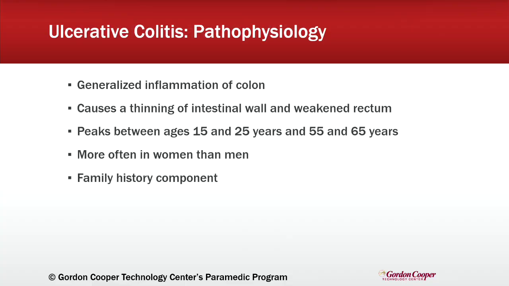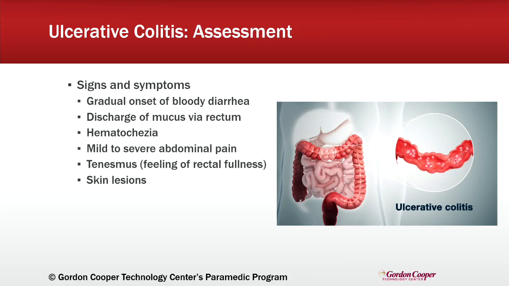Ulcerative colitis is one of those inflammatory ones, and is caused by a generalized inflammation of the colon. This leads to a thinning of the intestinal wall and a weakened and dilated rectum. It makes the colon more vulnerable to infections and bleeding. The condition often peaks in two age groups, 15 to 25 and 55 to 65, is where we'll see these kind of start to rear their ugly head. It is more common in women than men, and about 1 in 6 patients report a family history of the disease, so there is some familial aspect to it.